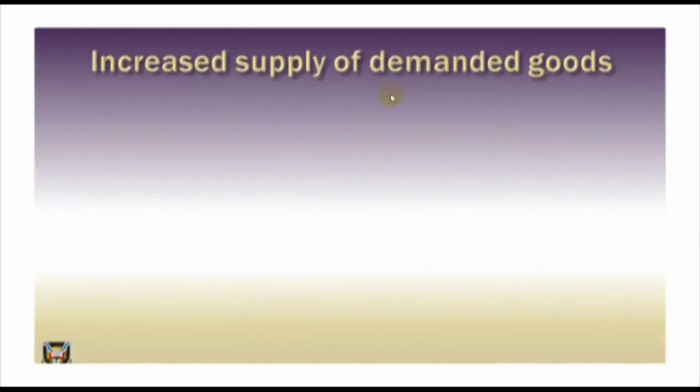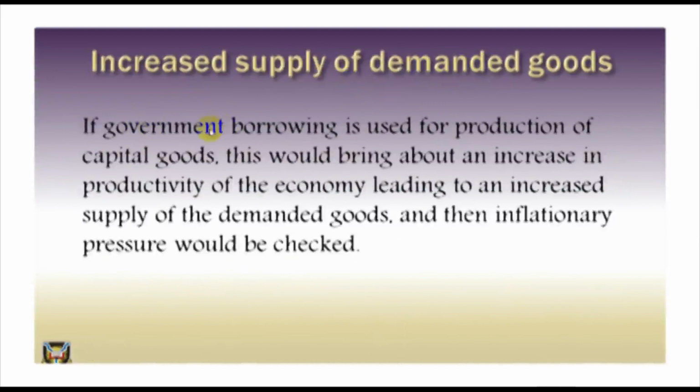Number two, increased supply of demanded goods. If government borrowing is used for production of capital goods, this will bring about an increase in productivity of the economy, leading to an increased supply of demanded goods, and then inflationary pressure would be checked.